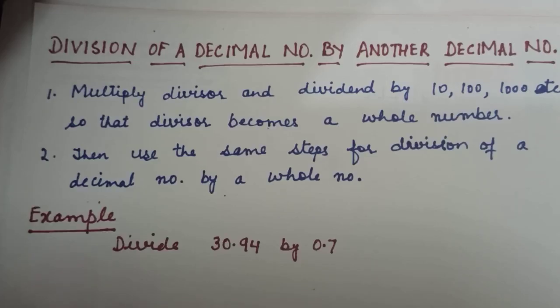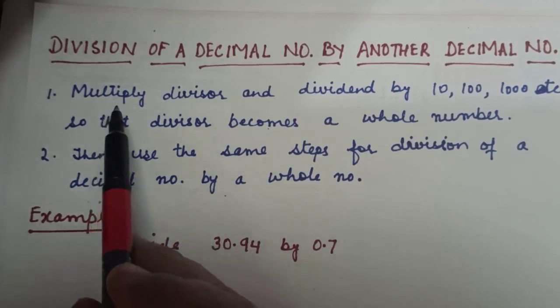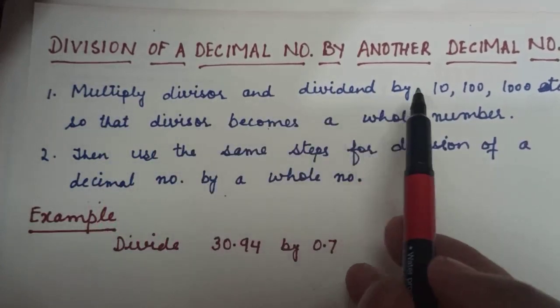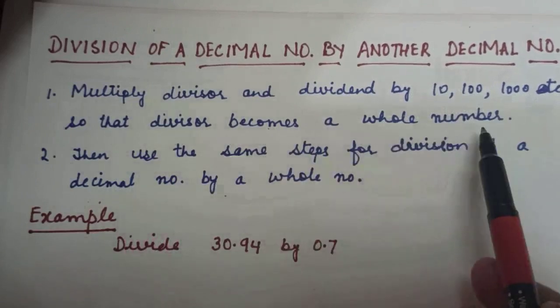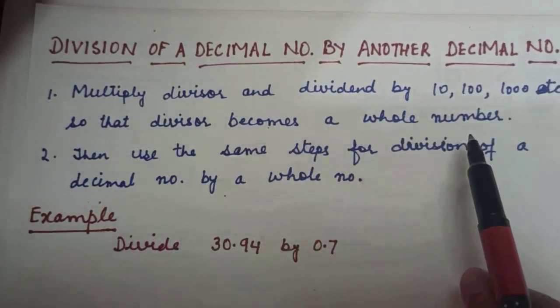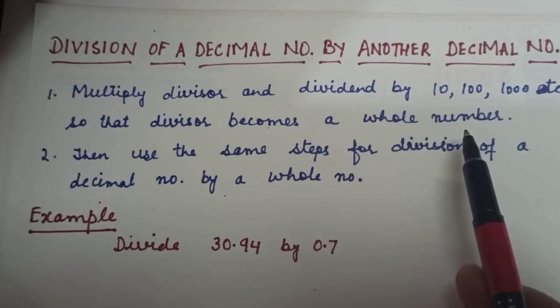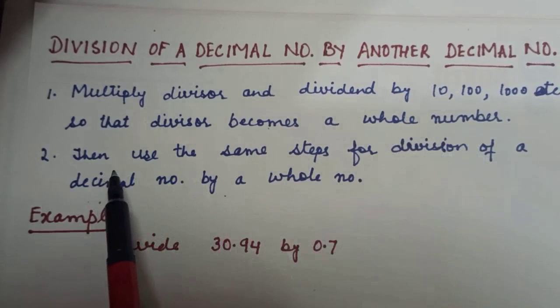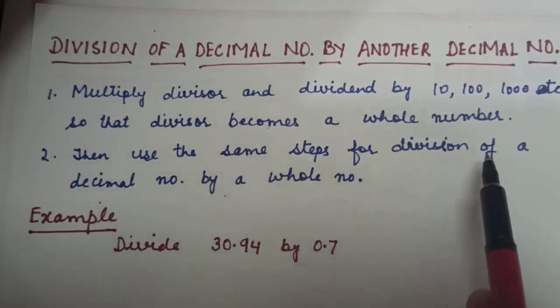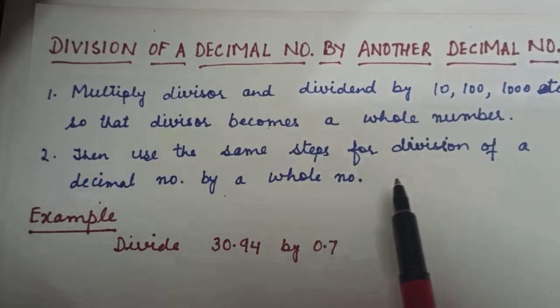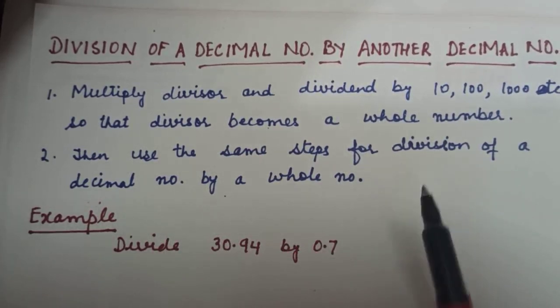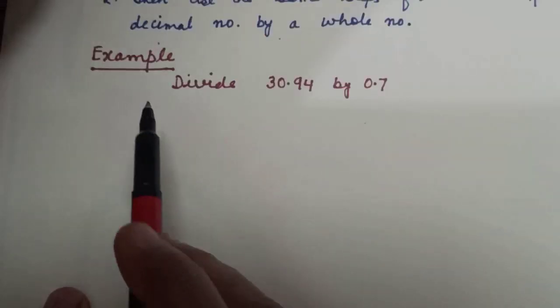Next here we have division of a decimal number by another decimal number. For this the first step is we multiply divisor and dividend by 10, 100, 1000 etc. so that the divisor becomes a whole number. Means first thing is we have to make the divisor a whole number, means without decimal. Second step is then we use the same steps of division of a decimal number by a whole number. Now when our divisor is a whole number, then we will follow the previous method. Now let us take an example.